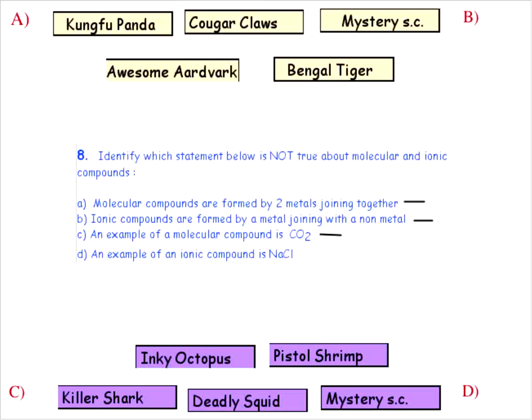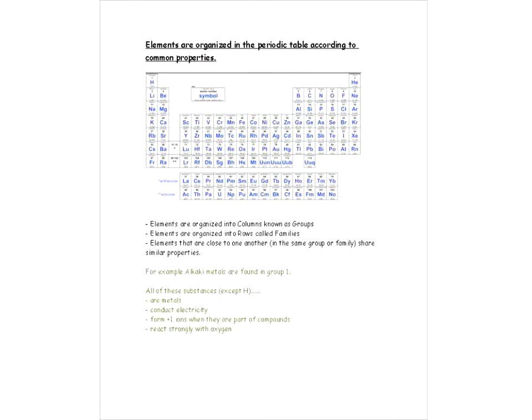Again, if a molecular compound is from two nonmetals, they both come from the right side of the periodic table, which C and O do. An ionic compound, again, we said it's metal plus nonmetal. This metal comes from the left side of the periodic table. This nonmetal comes from the right side. Okay. So again, the one that's not true, this one here. Okay, on to the next one.